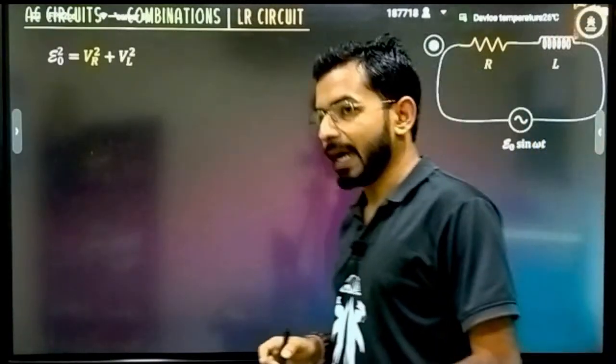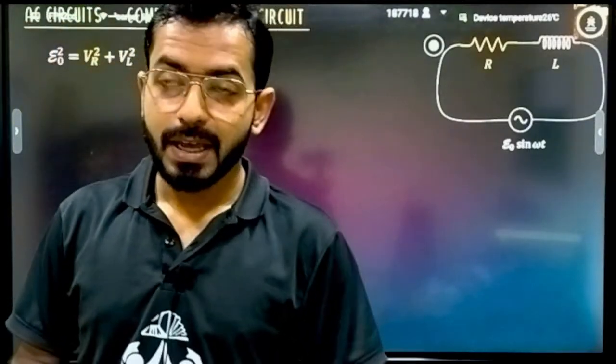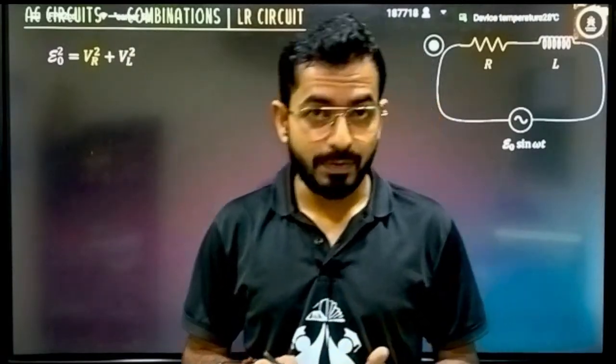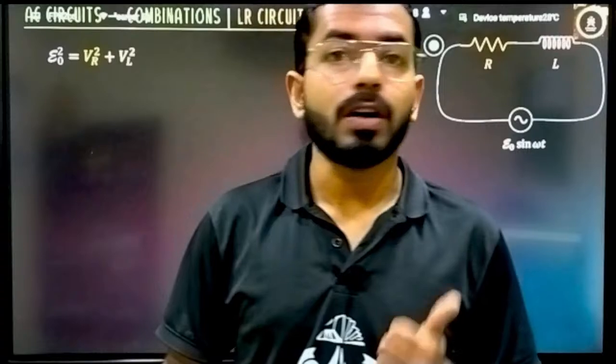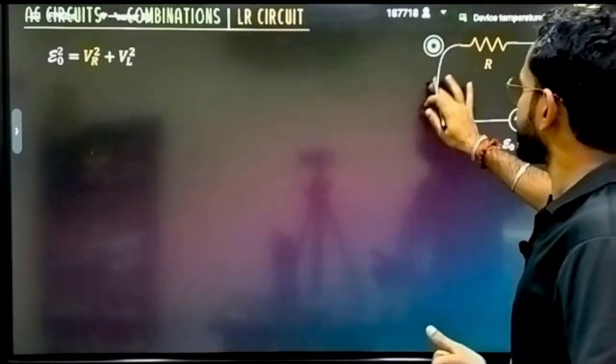Now let's come to the LR circuit, and let's see what is happening with it. In the LR circuit, who will be in majority? Now the inductor will be in majority. And what is the behavior of an inductor? In an inductor, current always lags. So let's see from the basics.